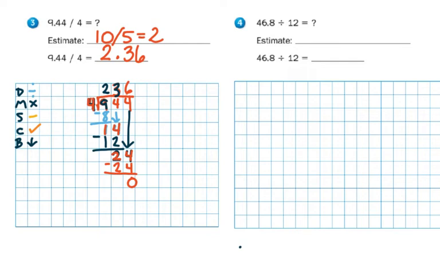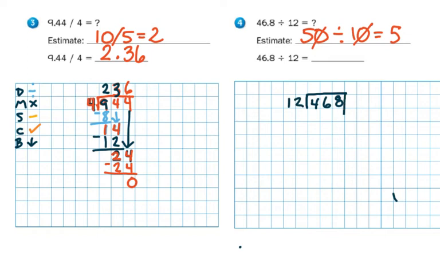Number 4, my estimate, 46 and 8 tenths is closest to 50. 12 is closest to 10. And these two zeros cancel out each other. So 5 divided by 1 is 5, or 50 divided by 10 is 5. And now I'm going to solve. Act as if the decimal point's not there for right now.